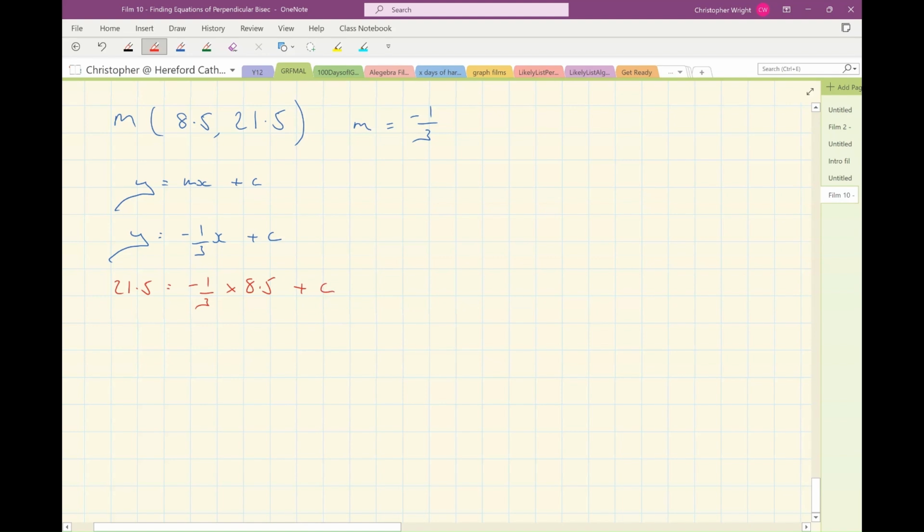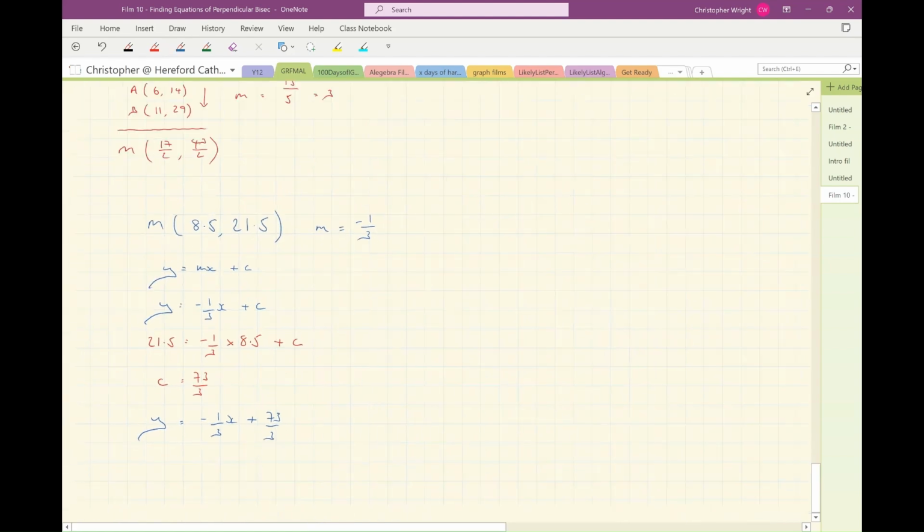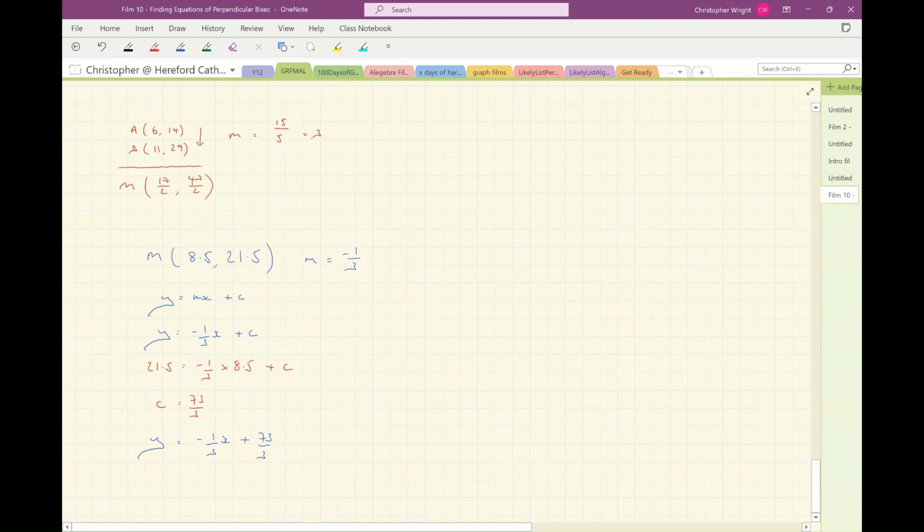So I'm going to do a third of 8.5 and add that on to 21.5. 8.5 divided by 3 plus 21.5 gives me a c of 73 thirds. So now I know the equation of the perpendicular bisector is y equals minus a third x plus 73 thirds. I hope you got it. If you didn't get it, I hope you understand where you made a mistake.